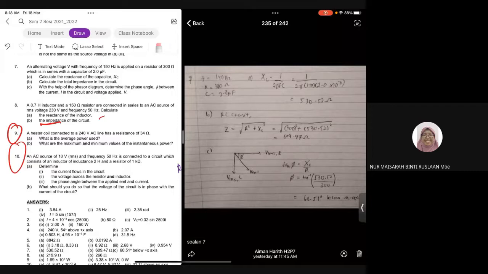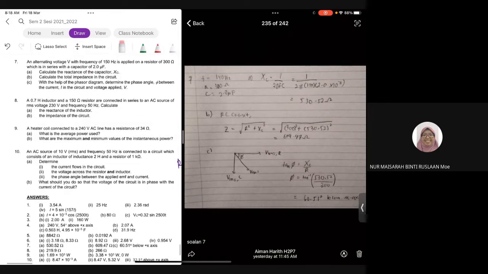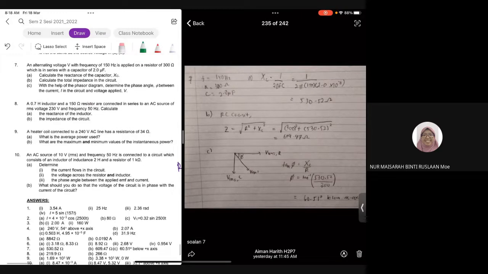An alternating voltage with a frequency of 150 Hz is applied on a resistor of 300 in series with a capacitor. So dia bagi resistor, dia bagi capacitor, dia bagi frequency. Okay, so ini adalah kes apa ni? Dia ada resistor and capacitor. So ini kes RC.